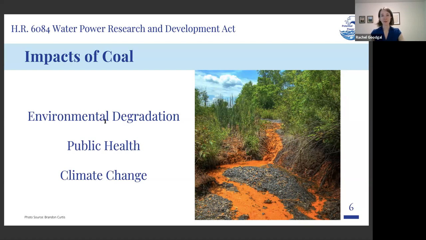Both mining and combustion also release a variety of air pollutants, including particulate matter, which is linked to lung disease in humans. The sulfur dioxides and nitrogen oxides produced when coal is combusted also contribute to respiratory illnesses, and when they mix with water vapor, they cause acid rain, which damages both ecosystems and human infrastructure. And of course, coal combustion produces a huge amount of carbon dioxide, which contributes to the climate crisis.